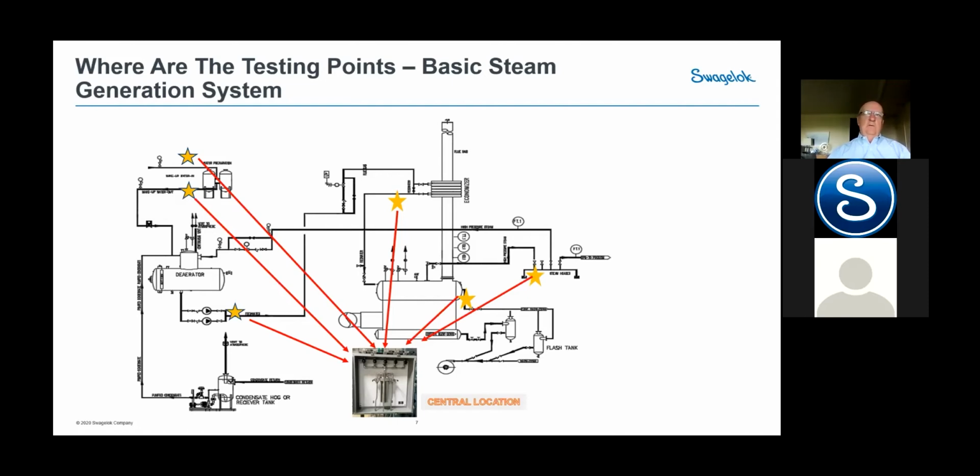There we're looking for boiler carryover. One of the things that causes issues in the steam system is boiler carryover, and not to get into all the things that cause carryover, but it's another critical measurement.